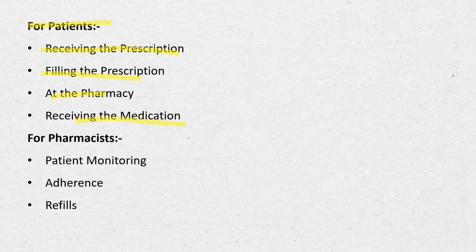Next is for the pharmacist. First is patient monitoring. Pharmacists may monitor patients taking certain medications to ensure they are safe and effective. This may involve checking on patients for side effects or making sure they are taking their medication in the prescribed way. Next is adherence. Pharmacists can help patients adhere to their medication regimen.